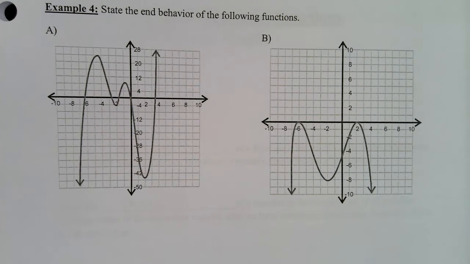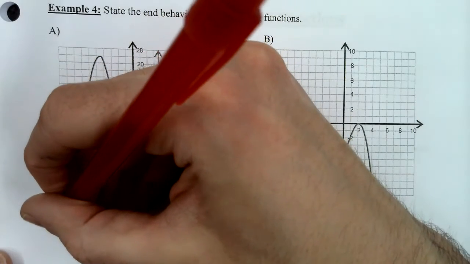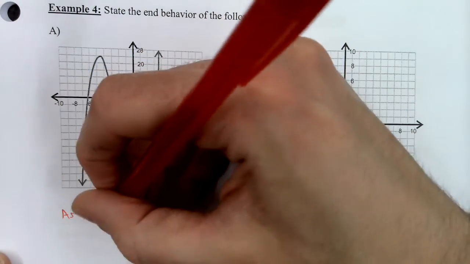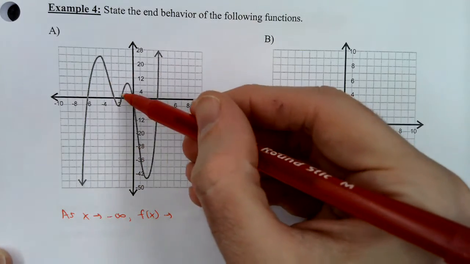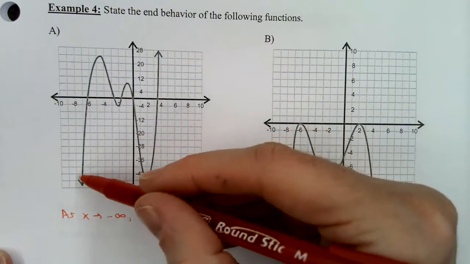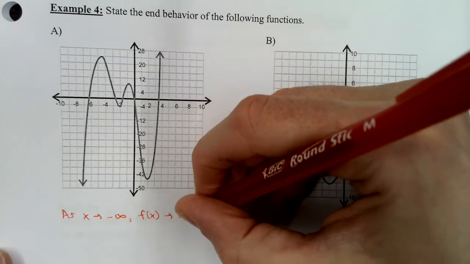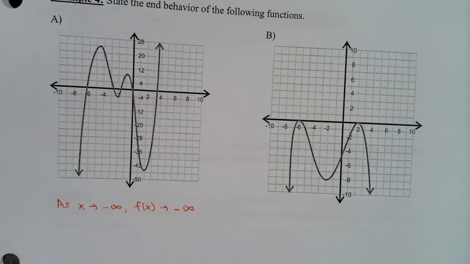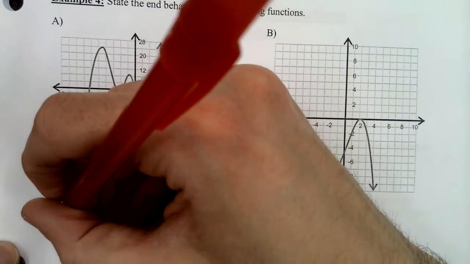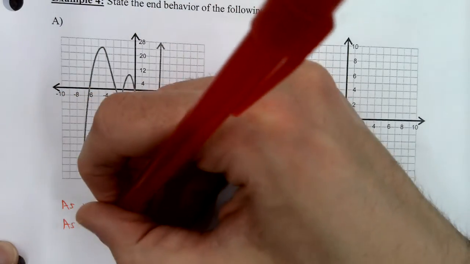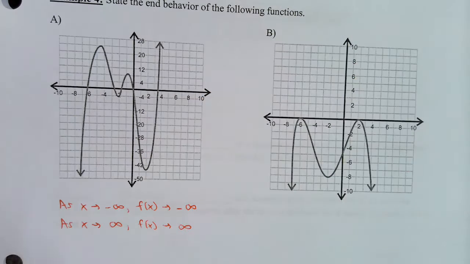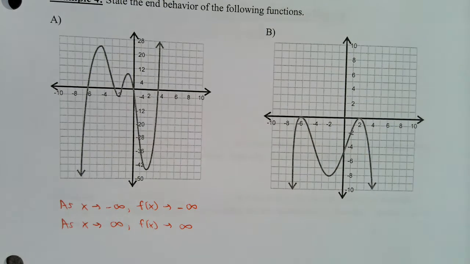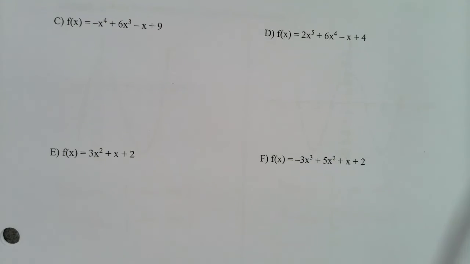So for example 4a, as x approaches negative infinity, I'll use f of x still. As x gets smaller and smaller, the graph is going down, so the graph is also approaching negative infinity. As x approaches positive infinity, the graph is going up, so the graph is also approaching positive infinity. Okay, these 2 should be review. The next 4 parts will not be review.